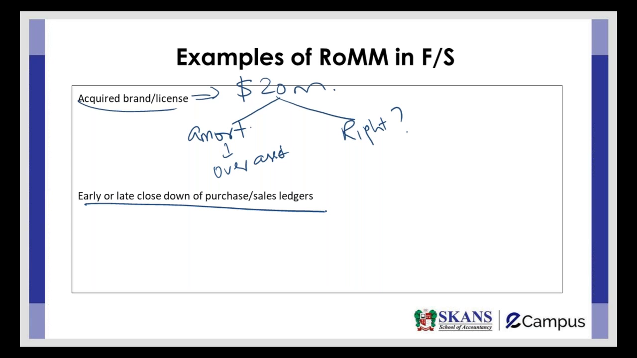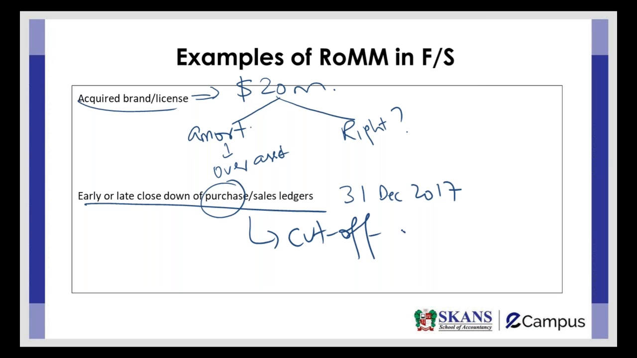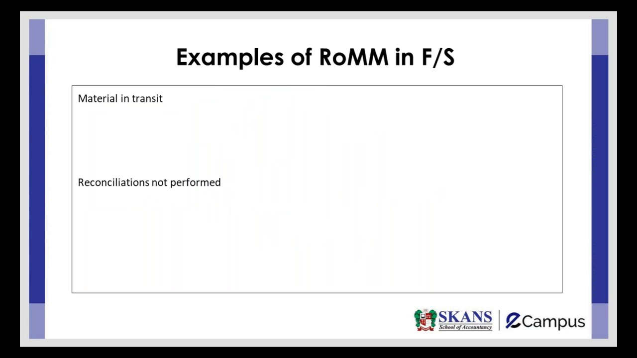Next one. Let's be specific. My year end is 31st December 2017. I have shut down my purchase ledger earlier. So I shut down my purchase ledger 2 days before the year end. The risk, very well done. Cut-off issue, and in my specific example, your purchases are understated. Very well done, guys. So my concern is that maybe transactions have not been recorded in the correct accounting period. So the risk is, in my example, it's understatement. I gave a very specific example, okay? All right.